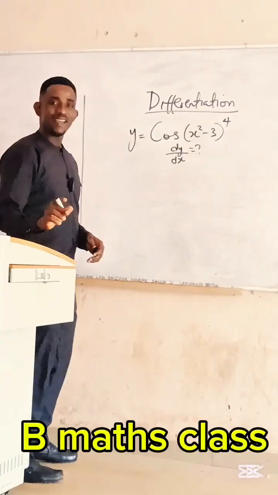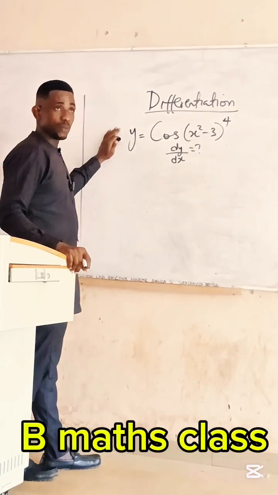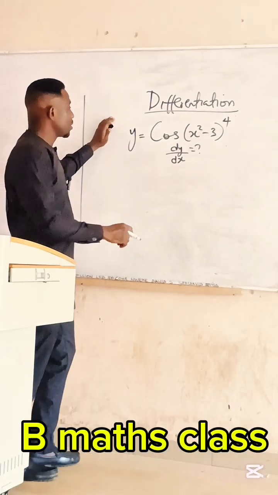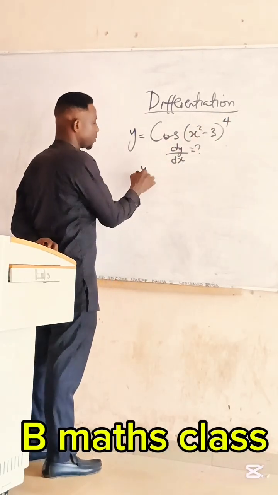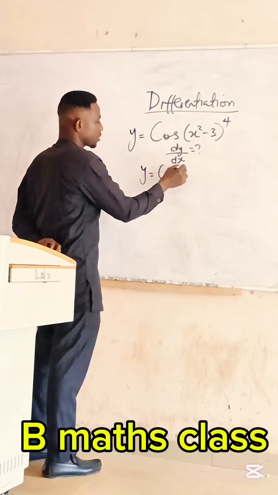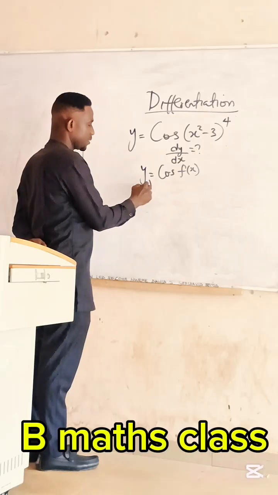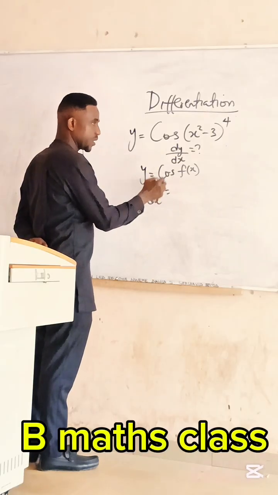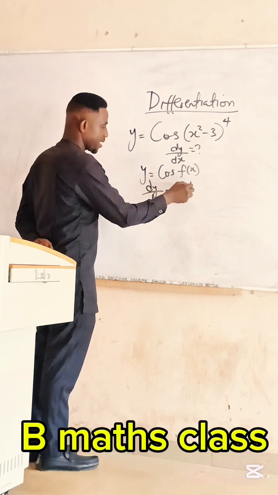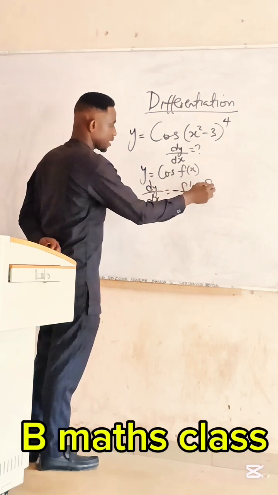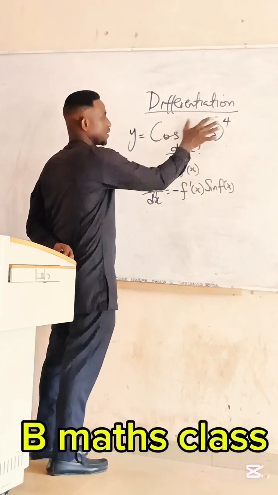Hi. Let's see how we can solve this question on the chain rule, because we are still on chain rule. So what do we do? This is a function. Let's recall y is equal to cos f of x. Okay? When you have cos f of x, dy/dx will give us minus f prime of x sine f of x. So let f of x be everything here.